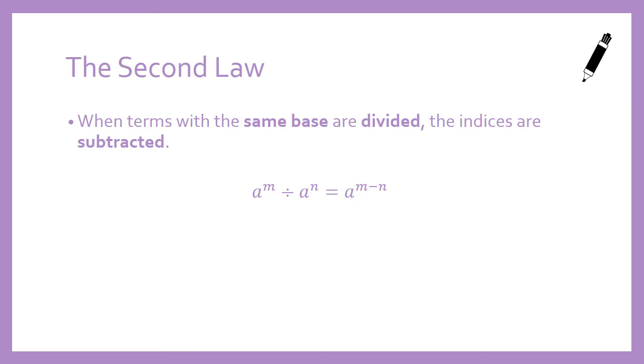The second law is the division law. When terms with the same base are divided, the indices are subtracted. So we have the same base again, a, and we are subtracting the powers because we're dividing here. Sometimes you may have a to the m over a to the n, and a fraction is the same as dividing. So that's something really important to remember.